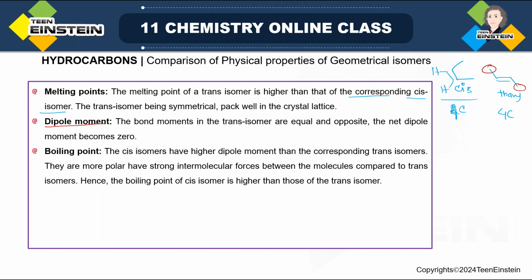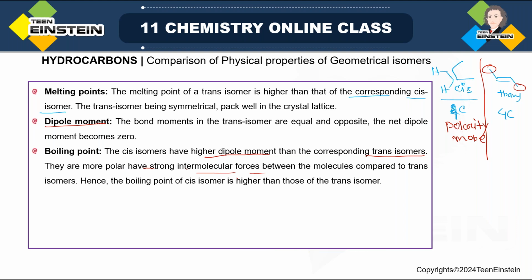What about the boiling point? The cis isomer has higher dipole moment, that we have already seen, right? And in trans isomer, there is less dipole moment. Now, when we are talking about dipole moment, that means here you can expect more polarity. Polarity is more in case of cis. Now, when there is more polarity, what happens? They are more polar and have strong intermolecular forces.